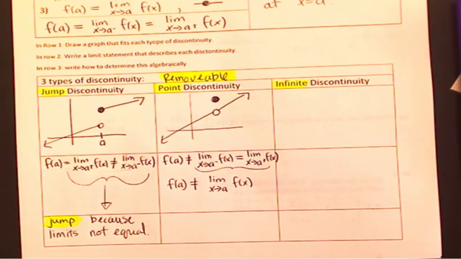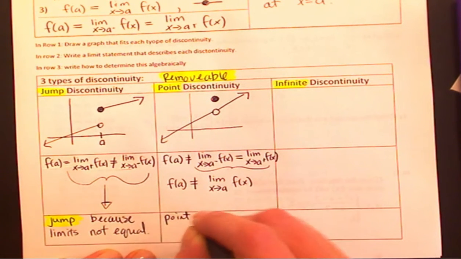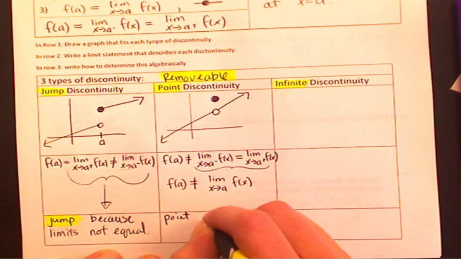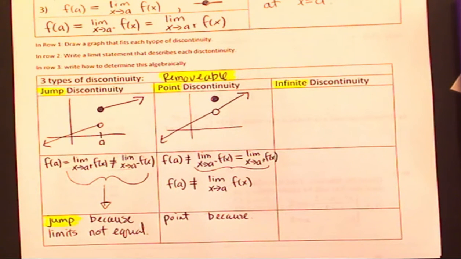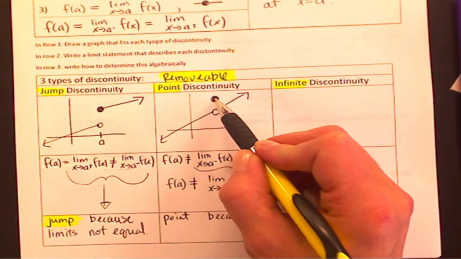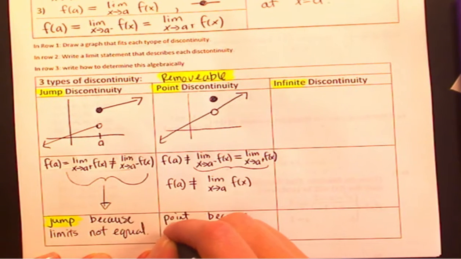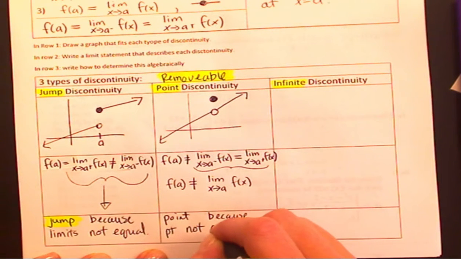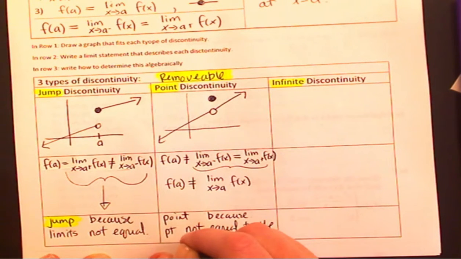Okay. How do I know I have a point discontinuity? There is a point because the point is not equal to the limit. The point does not have the tails coming out of it, right? Not equal, because the point is not equal to the limits.